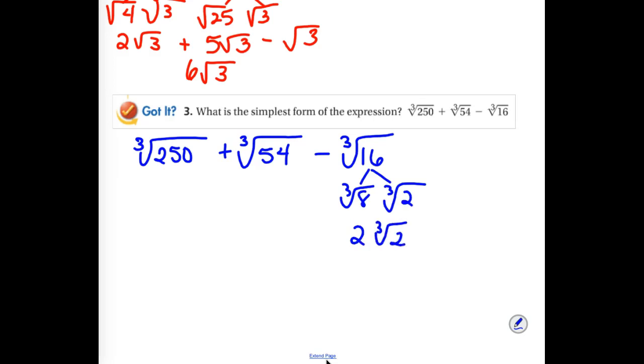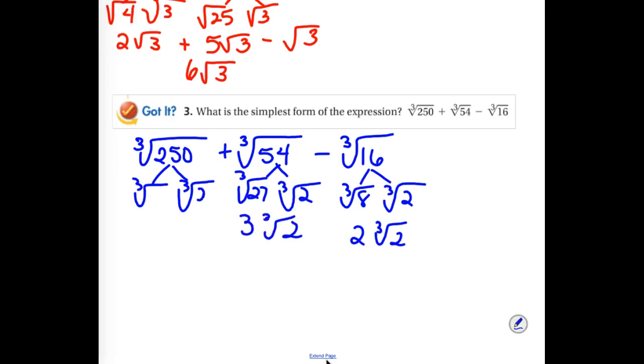Okay? Now, using that idea, when I try to split these off, if I can combine these together, they all have to have a cube root of 2 as the leftover piece, right? So does 2 go into 54? 27 times, and 27 is perfect. All right, so this becomes 3 cube roots of 2. Does 2 go into 250? All right, and that gives me a perfect cube again.